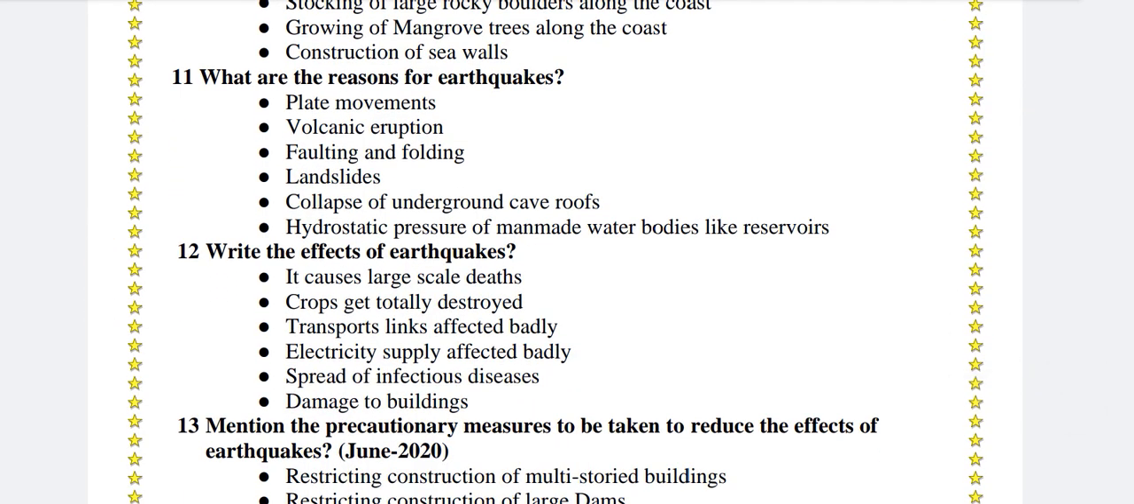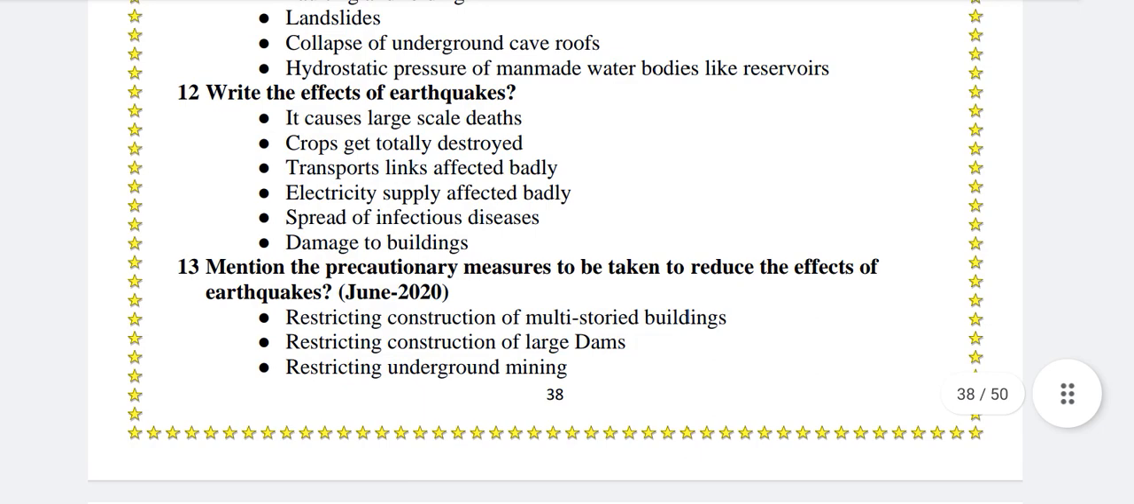What are the reasons for earthquakes? Plate movements, volcanic eruption, faulting and folding, landslides, collapse of underground cave roofs, hydrostatic pressure of man made water bodies like reservoirs. Write the effects of earthquakes. It causes large scale deaths, crops get totally destroyed, transport links affected badly, electricity supply affected badly, spread of infectious diseases, damage to buildings.